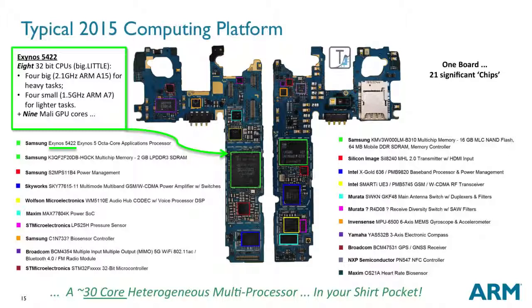Now, there's other chips in there as well. ARM is probably in, there's around 30 ARM cores doing processing somewhere in one of these other peripheral devices as well as in the principal device. Now obviously this is a complex system.